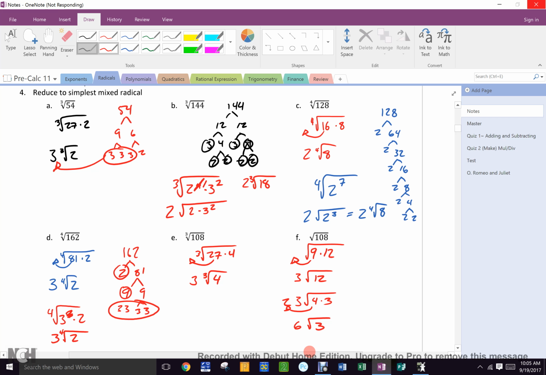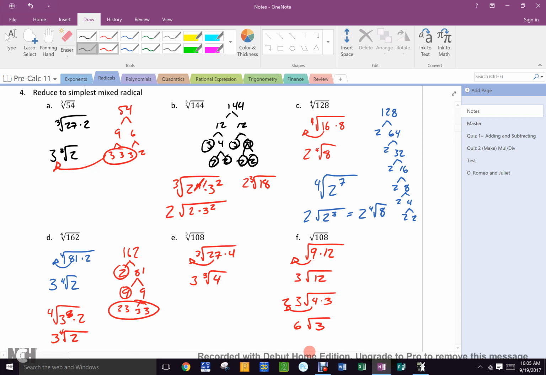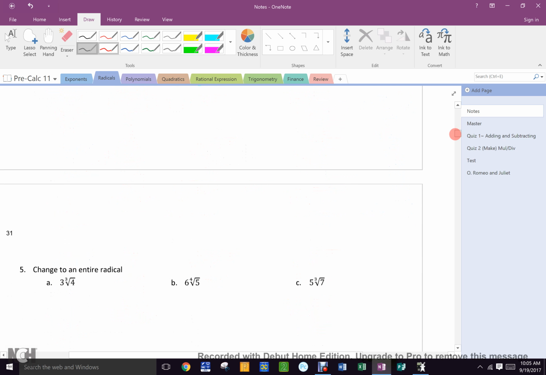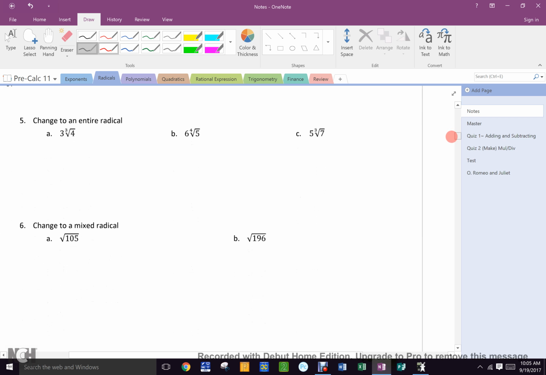Is everybody okay with radicals? With any number for index? Everyone's good? Because that's still grade 10, right?